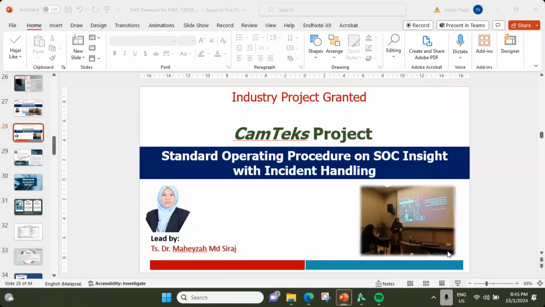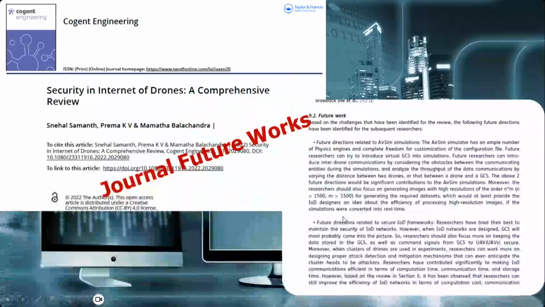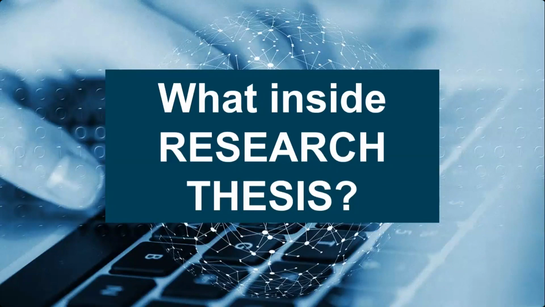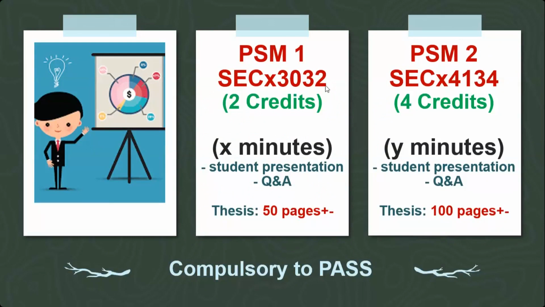Okay. So, I continue with what we just talked about, the journal and future works. Now let's look at what is inside a research thesis. For this particular part, we want to see every single chapter that we have and what we will explain. For PSM one, normally it is going to be 2 credits, and for PSM two normally 4 credits, right? And for master, it is different.